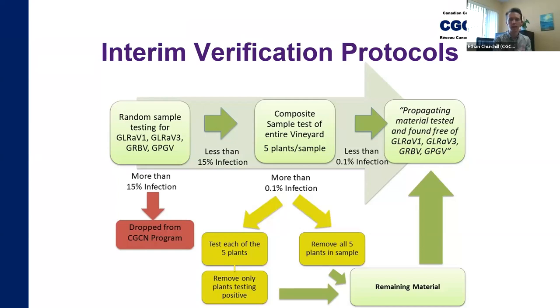And in terms of annual maintenance, we have yearly audits done through a 10% random sampling, as well as visual inspections of the vineyards and nursery records. That all occurs to ensure that no reinfection of the propagation block has occurred.